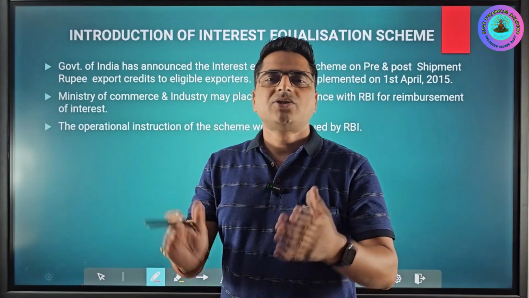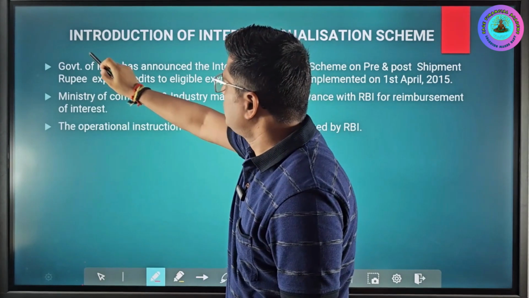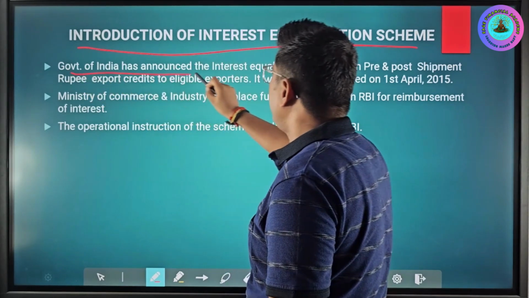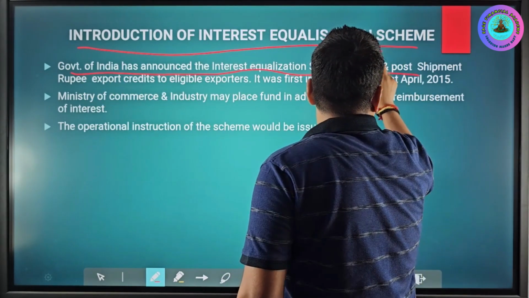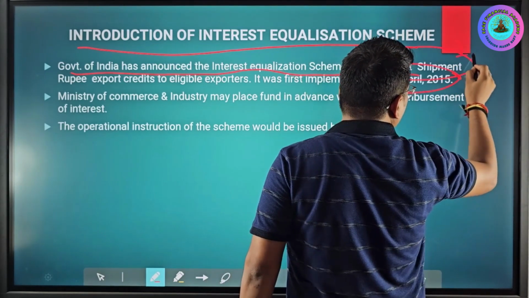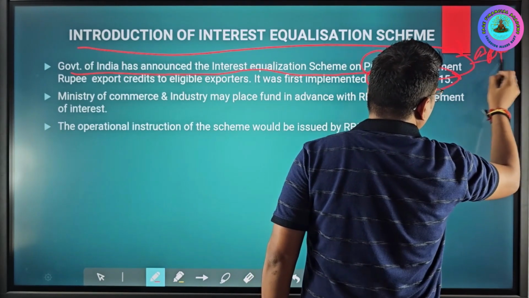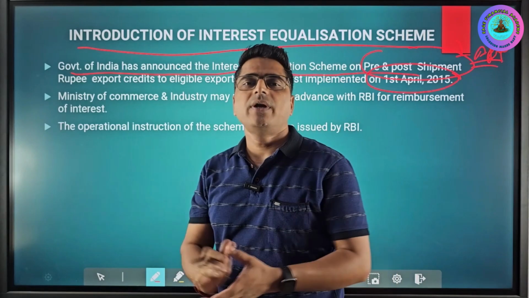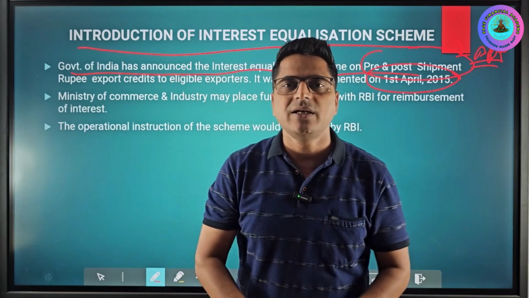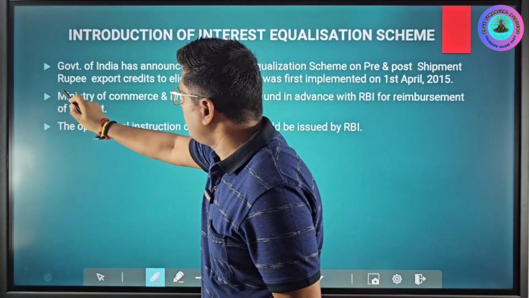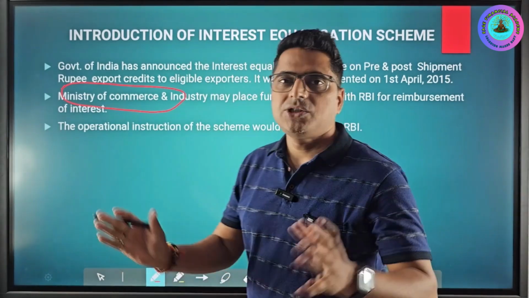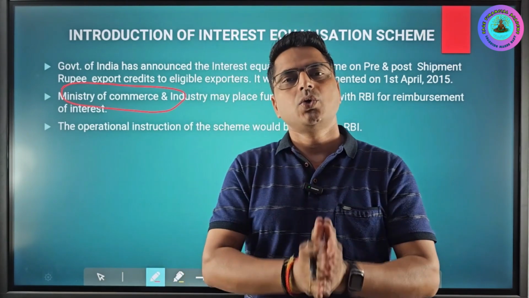So first of all, let's talk about the introduction of the Interest Equalization Scheme. It was introduced by the Government of India for pre and post shipment finance on 1st April 2015. On 1st April 2015, the Government of India announced to give benefit to exporters who are taking export finance in Indian rupees. The Department of the Ministry of Commerce and Industry is taking care of it, and they are funding the RBI.